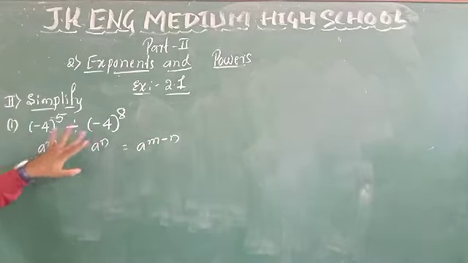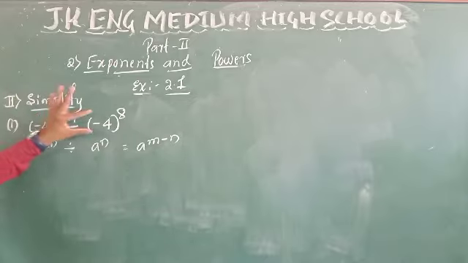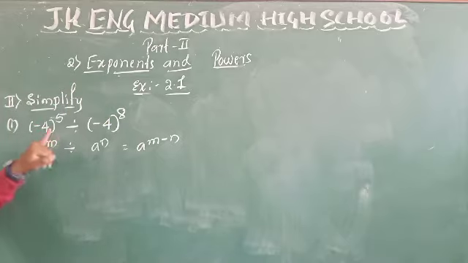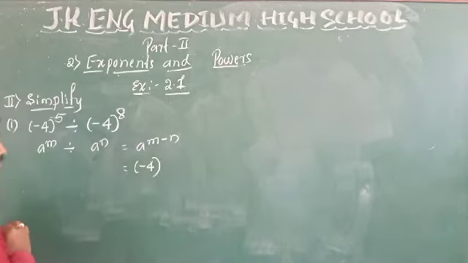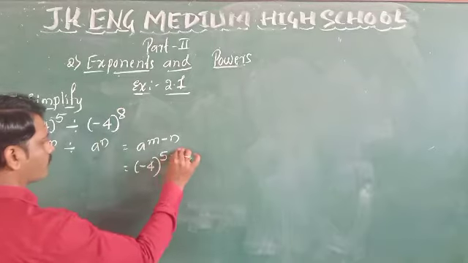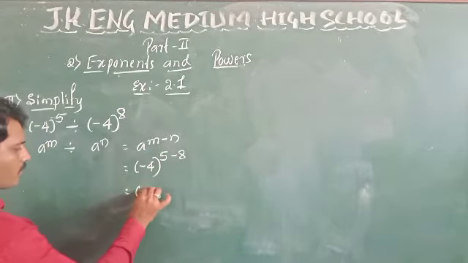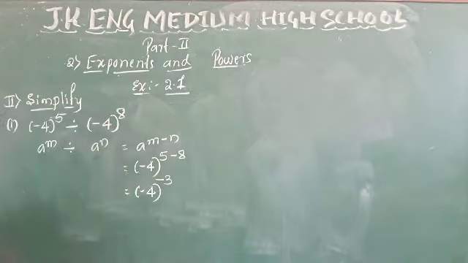Both the sides, the a and a values are the same. Those are nothing but minus 4 and minus 4. But the exponents are different. Here 5 is there, that side 8 is there. How to write it? A means what? Minus 4. What is the m value? 5. What is the n value? 8. Minus 4, keep as it is. 5 minus 8 means minus 3.